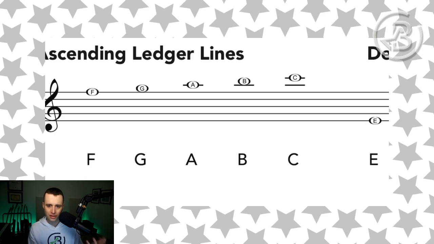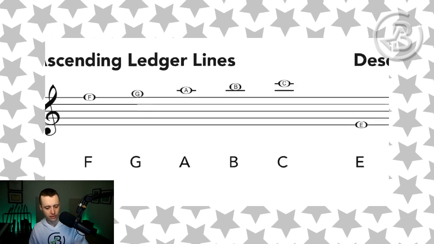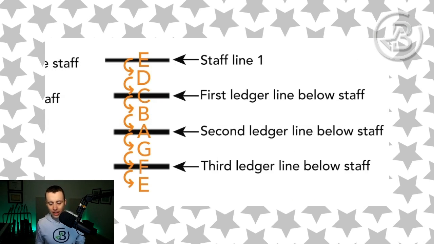Now let's look at the notes under the staff. Starting on line 1 of the staff, we have an E note. Below line 1 of the staff, sitting under line 1 with no ledger line, is a D. Below that we go C. See, we're going backwards down the basic musical alphabet, E, D, C, B, A, G, F, E.